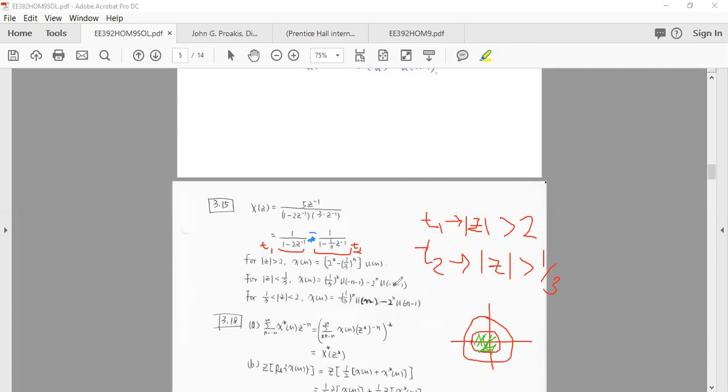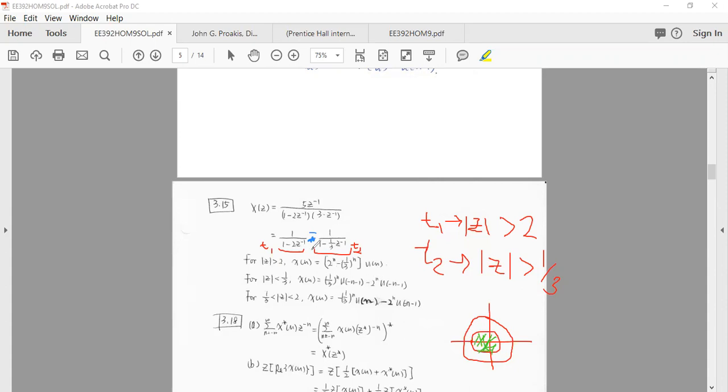Like I had earlier mentioned, if we have a negative n multiplied by u of negative n, it becomes an anti-causal signal. So in this case we are multiplying with a negative u of negative n, and whatever value we got in the causal system is now the negative value of that, negative 2 to the power of n.